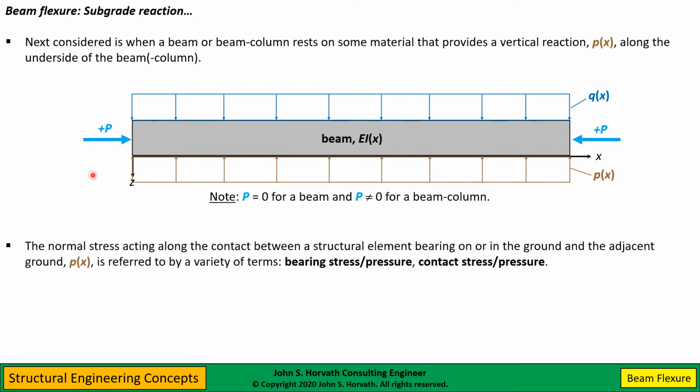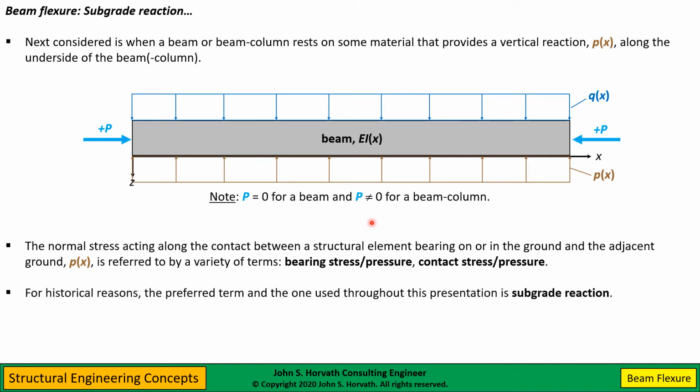Well, this P of X goes by a wide variety of terms in practice. You hear it called bearing stress, bearing pressure, contact stress, contact pressure. There's probably more terms we could think about. For historical reasons, I'm going to use the term subgrade reaction in this presentation. So subgrade reaction is simply the term I will use for the stress imparted on the underside of a structural element, in this case a beam.